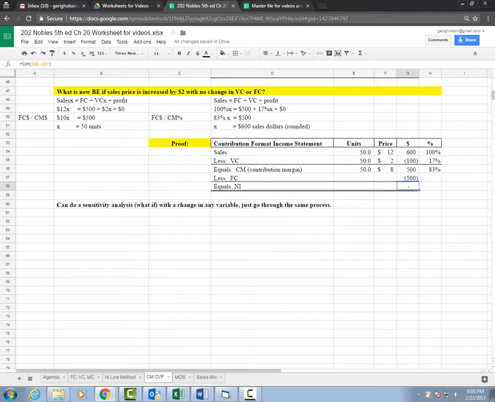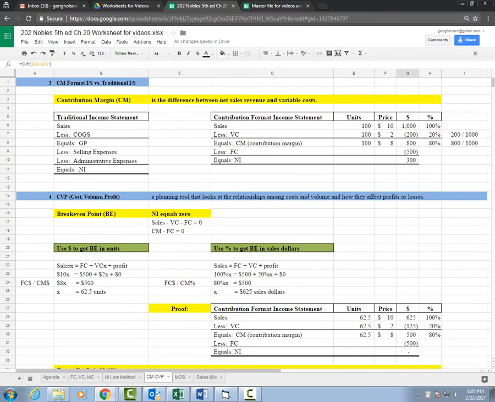Love it. So we can do a sensitivity analysis or a what-if analysis with a change in any variable. You just simply go through the same process. And again, I want to emphasize that I want you to set up the contribution format income statement like this with a column for units, price, dollars, and percent. It's going to seem like a lot of work at first, but later on it's going to save you a ton of time. So just do the work and then plug it into the software. You'll be good to go.